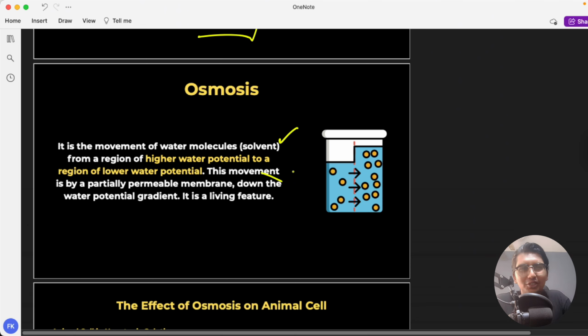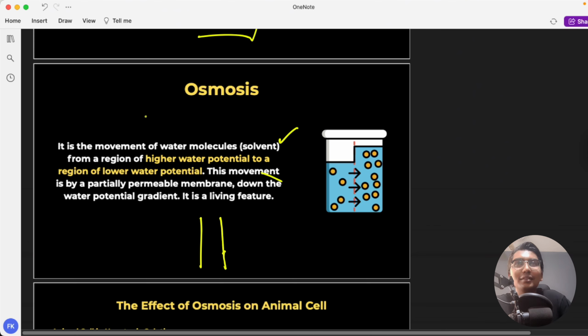Osmosis is a movement of water molecules from a region of higher water potential to a region of lower water potential. This movement is by a partially permeable membrane down the water potential gradient. You might think this sounds so complicated, but it isn't. Let me explain to you. For example, this is a cell membrane.